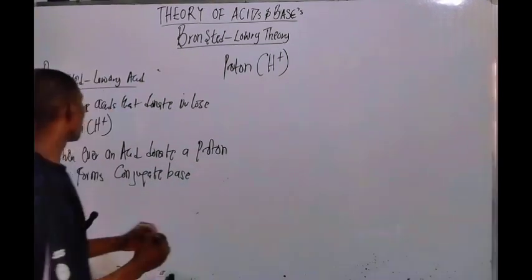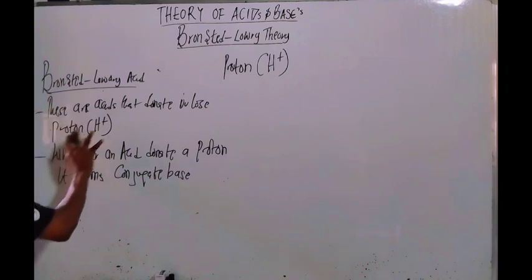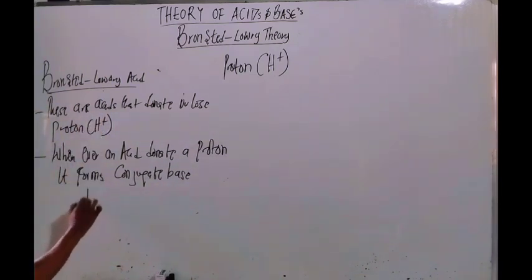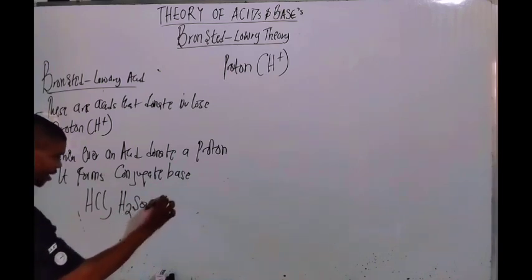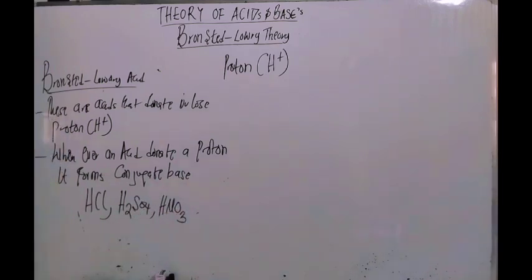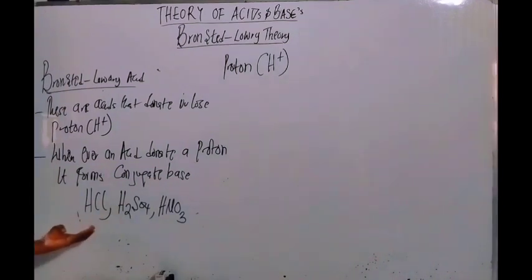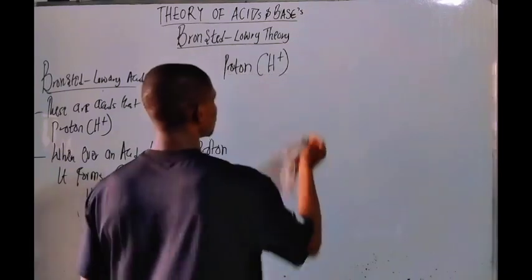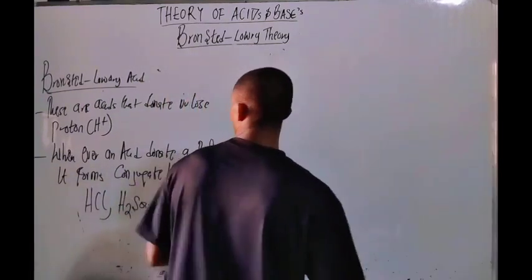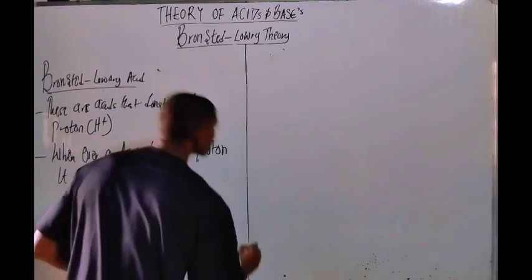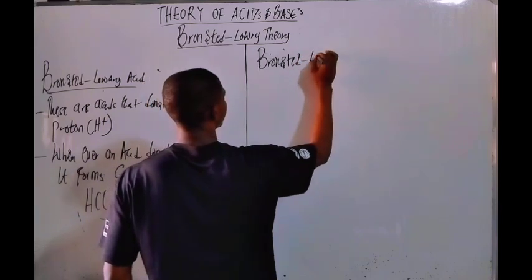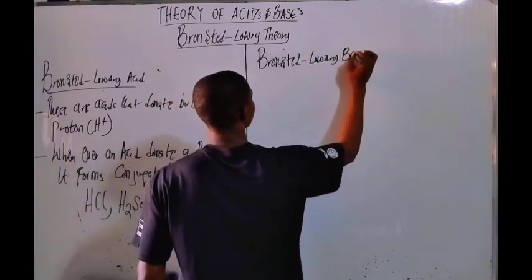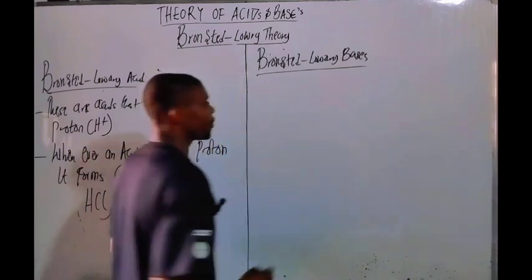Do you understand? Examples of a Bronsted-Lowry acid are HCl, H2SO4, HNO3. Do you understand? These are Bronsted-Lowry acids here. Now, let's look at the Bronsted-Lowry base. What about a Bronsted-Lowry base? Now we talk about Bronsted-Lowry bases.